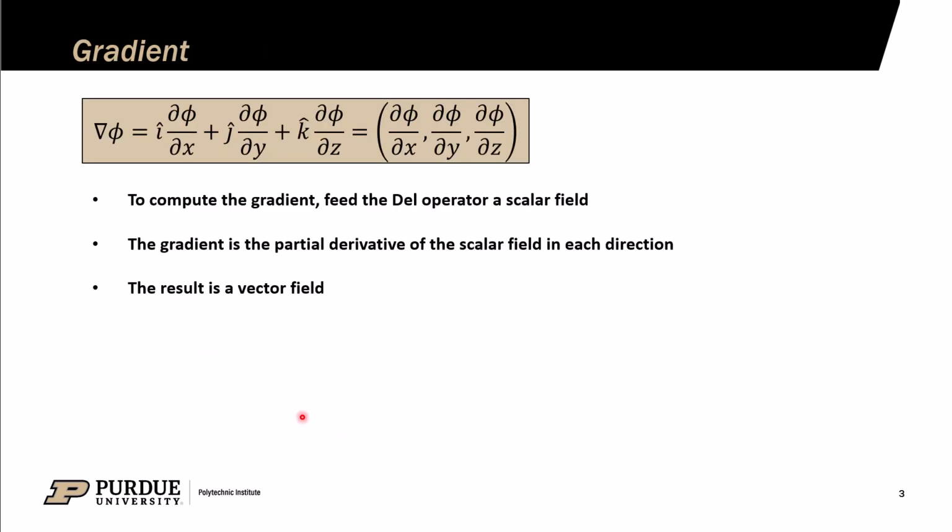Let's start with gradient. To compute the gradient, you feed the del operator a scalar field. So I can see right here I've got my del operator and some scalar field phi. And the result of that is my unit vector i multiplied by the partial of phi with respect to x, plus unit vector j partial phi partial y, plus unit vector k partial phi partial z. So the result is a vector.